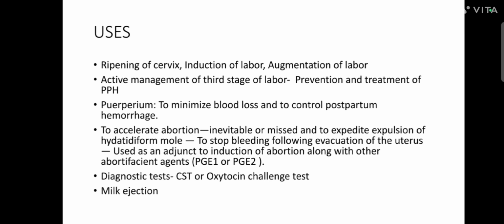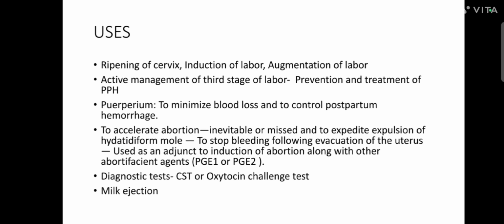The active management of the third stage of labor includes delayed cord clamping, controlled cord traction, and administration of oxytocin. Uterine massage was there previously, but now it is not considered part of the active management of the third stage of labor. Oxytocin is included in the active management of the third stage of labor for the prevention and treatment of PPH.